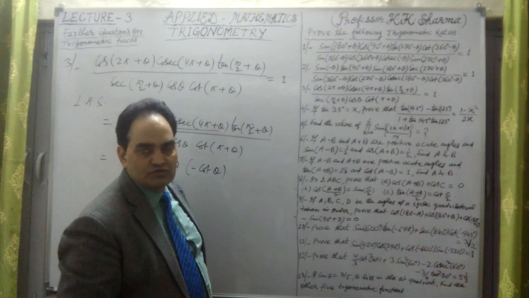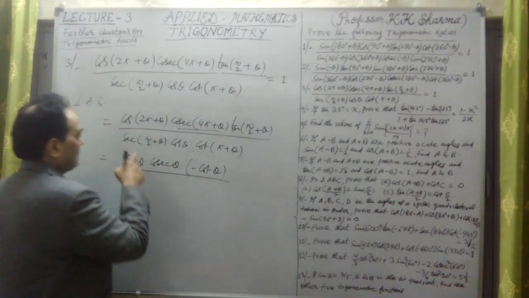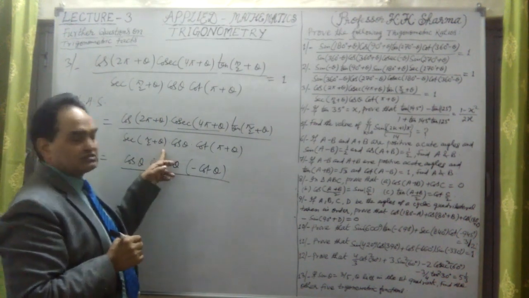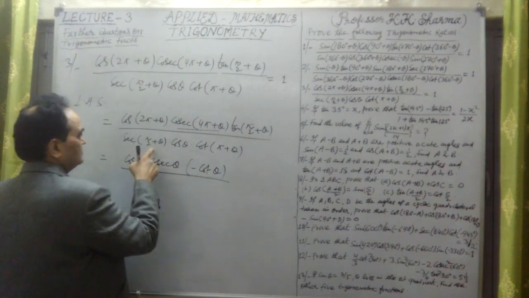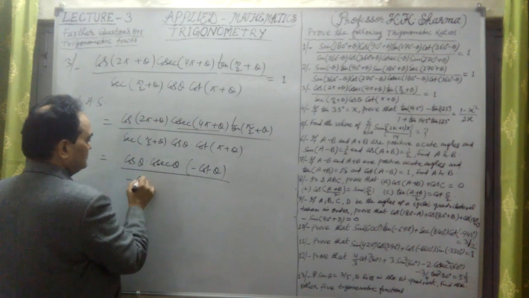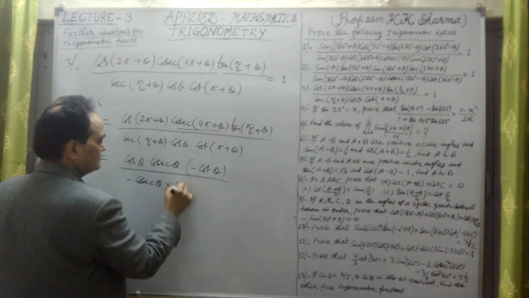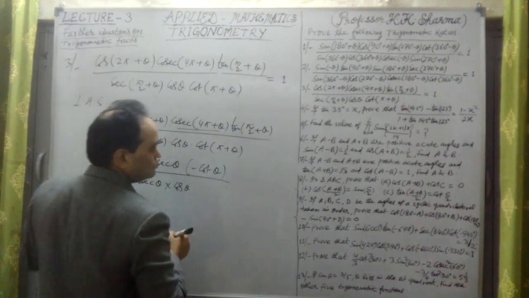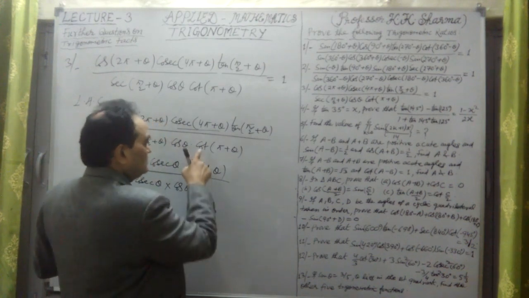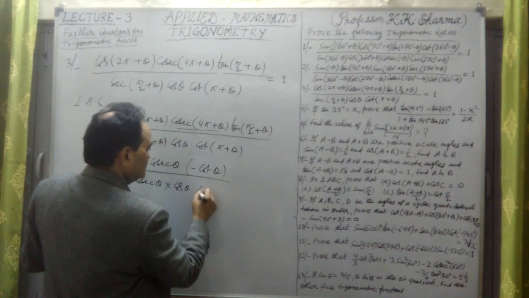Divided by, now sec of pi by 2 plus theta, again 90 plus theta. Secant becomes cosec, but it is in the second quadrant, where sec is negative, so it is minus cosec theta, into cos theta as it is, into cot of pi plus theta. Pi plus theta is lying in the third quadrant, where tan and cot are positive, so it is cot theta, positive.